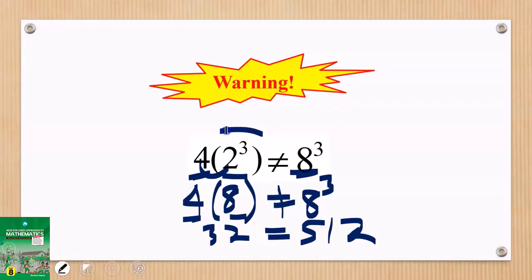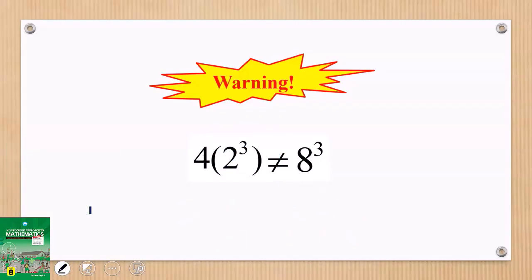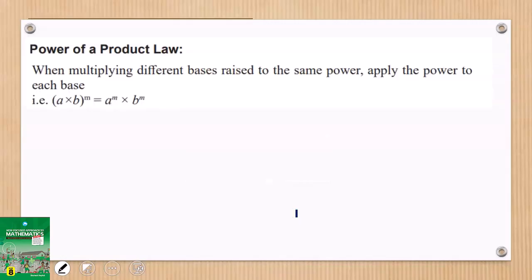So it means that when you have a problem of this sort, don't multiply this by this. Always do the indices first before you multiply by the number that follows, right? So be careful with that. Now let's look at other laws or properties that work with indices.